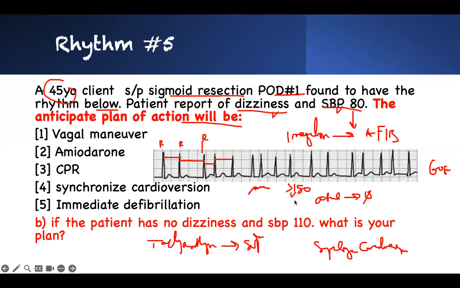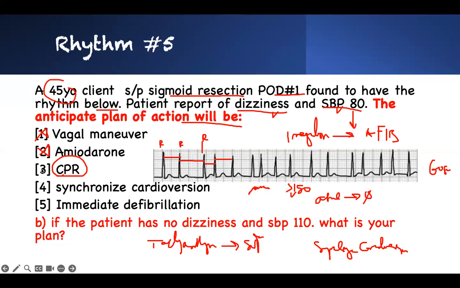And so for this patient, that's what we're going to do. Vagal maneuver is not going to help with this patient with a blood pressure of 80 and dizziness. He has symptoms. It's a tachyarrhythmia. You have to do something. You have no time, so I'm not going to do this. Amiodarone may help, but the patient's blood pressure is 80 and he's dizzy. I need to do something faster.